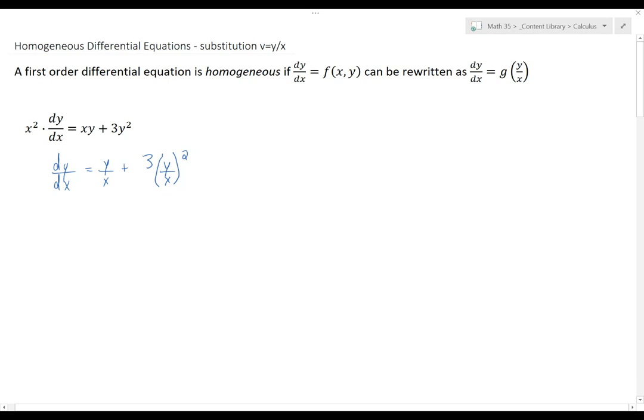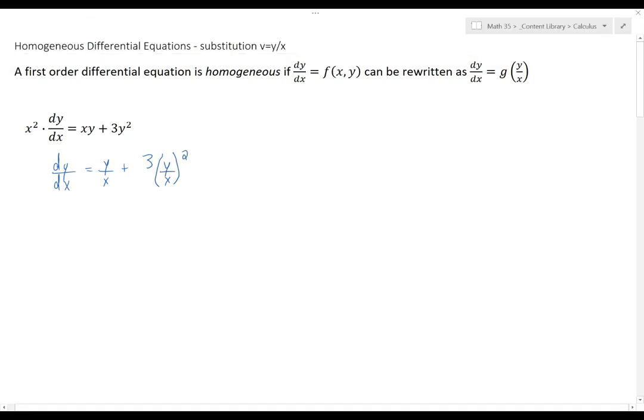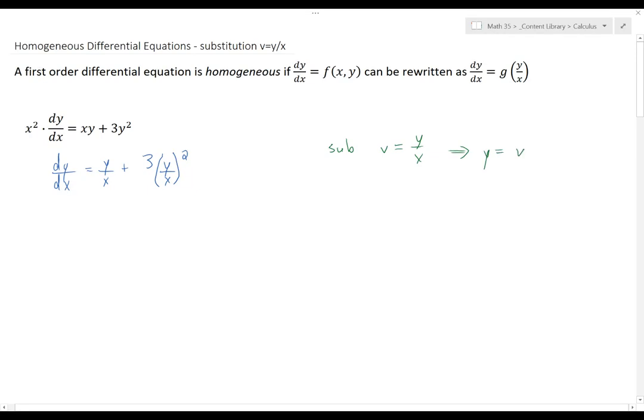So in other words, I can rearrange this so that while I can't separate the variables here, you can play around with that and try if you want, but it's not really doable. I can rearrange it so that it is an expression of y over x. This allows me to do the substitution. So I can sub v equals y over x, which is equivalent to y equals vx.